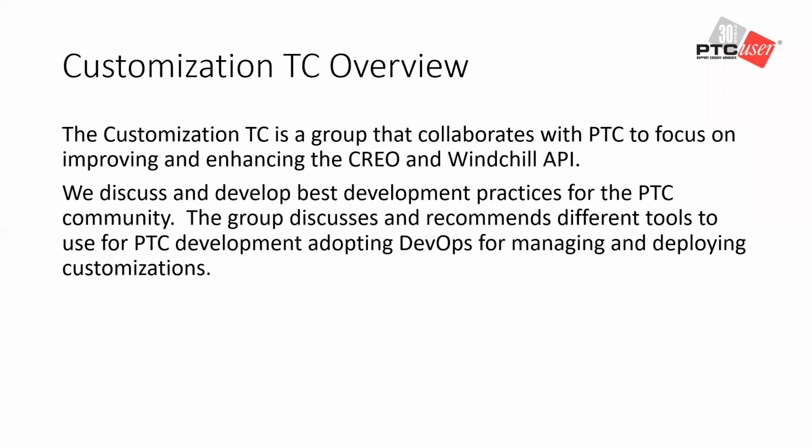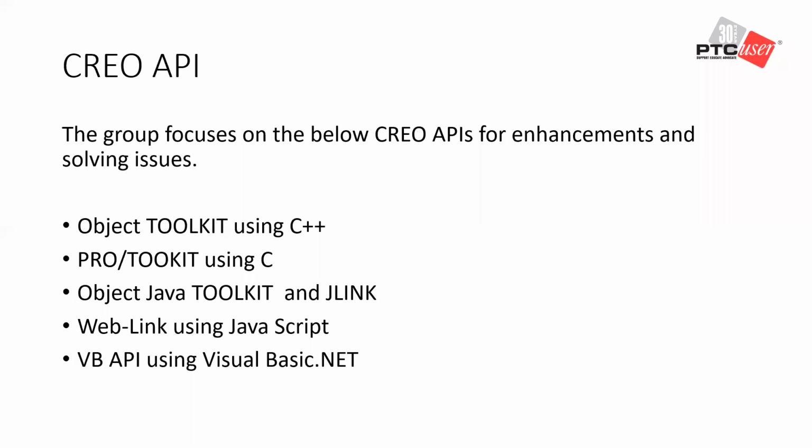We also, for instance, want to go to the Windchill API and say, hey, these functions within this Windchill API are not supported. We'd like them to be supported as well. So in the Creo API, there is Object Toolkit that we discuss using C++, Pro Toolkit using C, Object Java Toolkit, and also JLink, which is a free API. The Web Link using JavaScript, another free API, and a VB API using Visual Basic.NET.